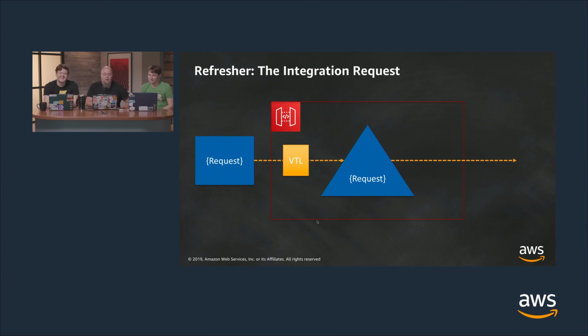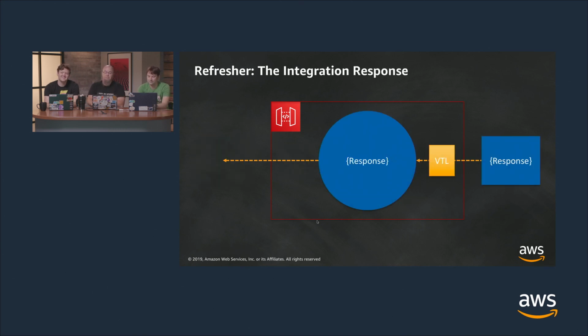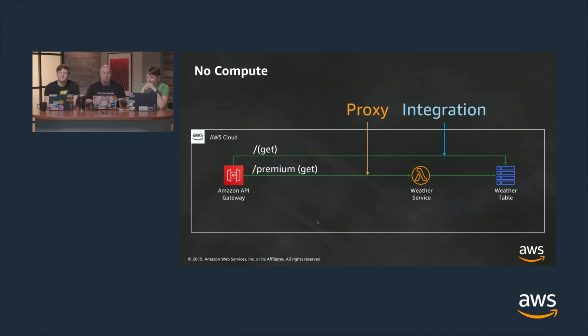All right, so that's the request. The request can be changed, and the response can be changed as well, from a square to a circle. Again, metaphorical. So what we're going to look at is that when we're done with this, we have a proxy and an integration, and this is what we're going to build really quick.